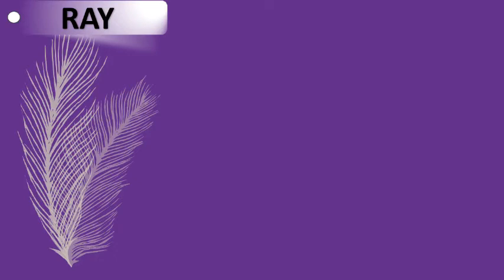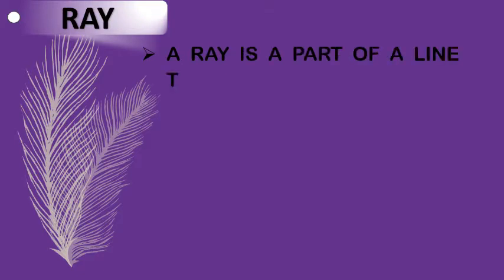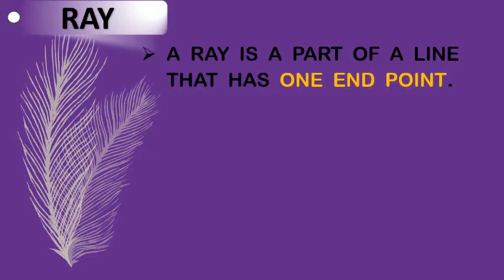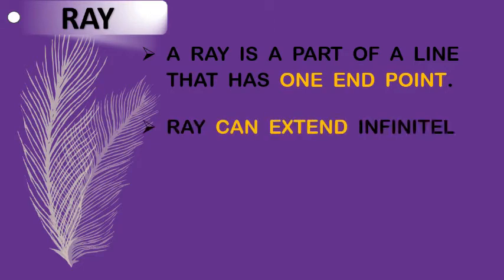So the first slide we have is ray. Now what is a ray? A ray is basically a part of a line. A ray is a part of a line which has one endpoint. Unlike a line, which, as you know, has no endpoint, a ray has one endpoint. It means a ray can be extended infinitely in one direction.